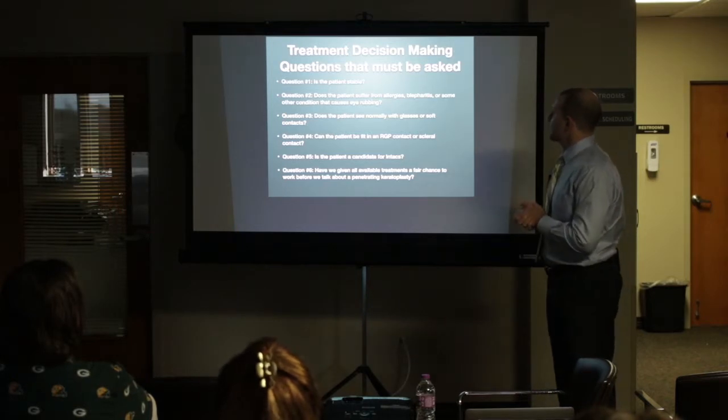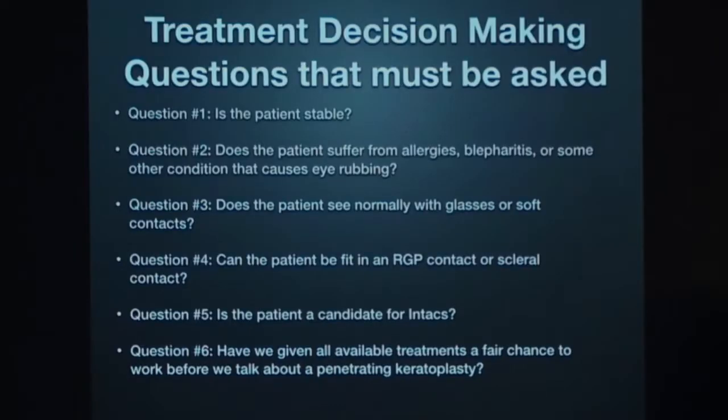So question number 1, is the patient stable? Are they getting worse or not? And you can determine that based on both their vision, if their refraction's getting worse, if their acuity on the chart's getting worse, and their topography. Does their topography look worse? Is it more steep or more thin?